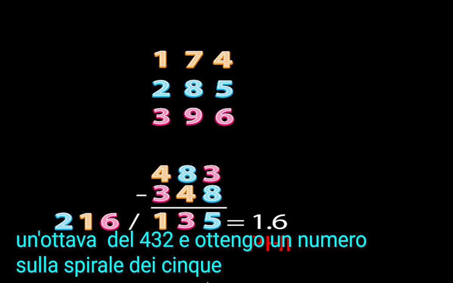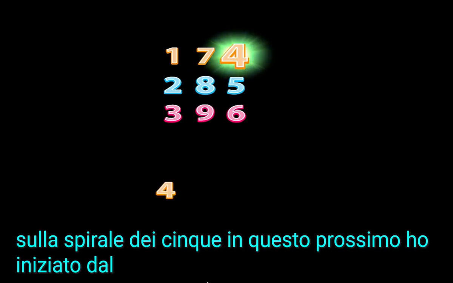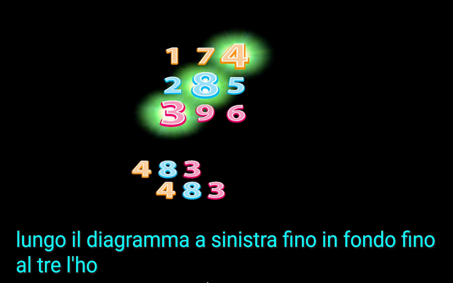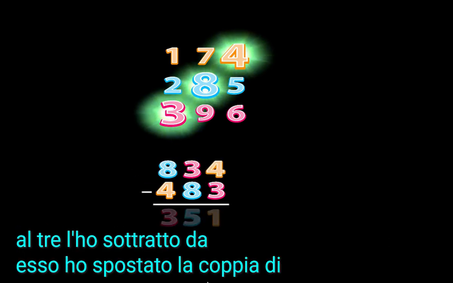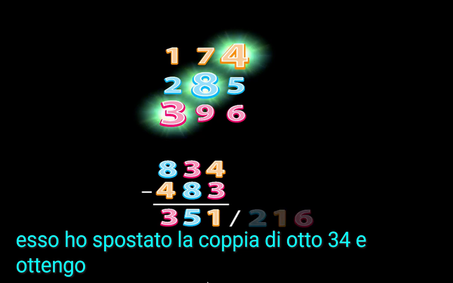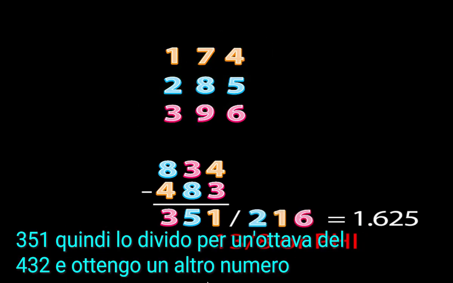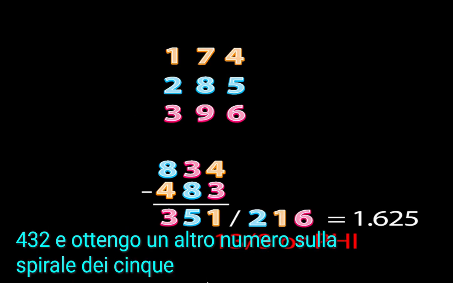On this next one I started at the 4 and just went straight down the diagonal to the left all the way down to the 3. I subtracted that from its shifted pair of 834 and I get 351. I then divide that by an octave of the 432 and I get another number on the phi spiral.